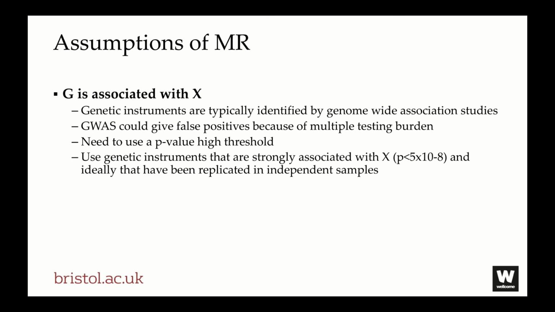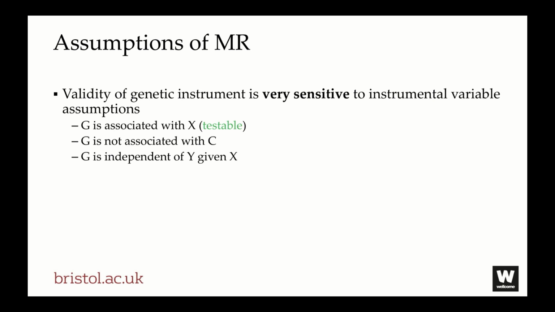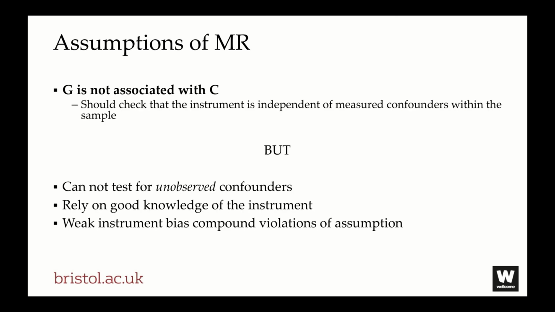But ideally, we want something that has been replicated in multiple studies, again giving us confidence that it is not due to chance that our variant has been associated with the exposure. So that first assumption is testable. We can look at variation that has been related to our particular exposure. The last two are slightly more difficult. The first is that we want to make sure that the variant is not associated with confounding factors. And obviously, we can do that if we have individual level data.